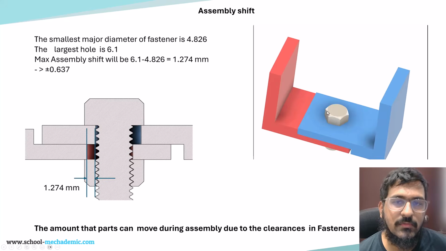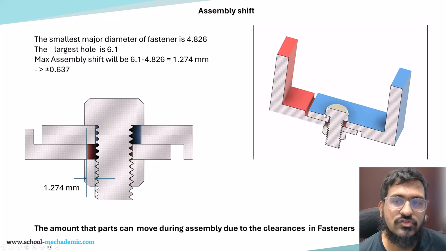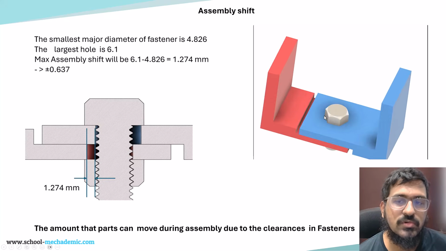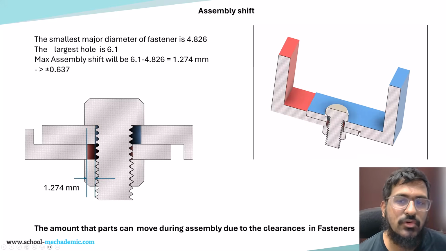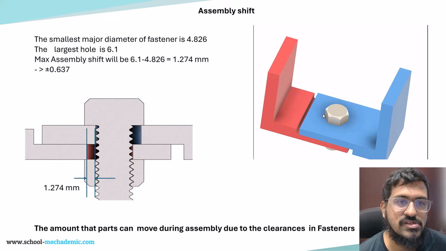Now when we are talking about maximum width, the blue part has to move towards the right, the red part has to move towards the left. So how much can the blue part move towards the right? What's the worst case condition? That is nothing but the assembly shift.